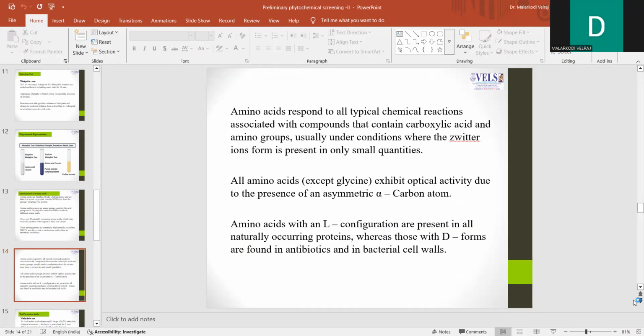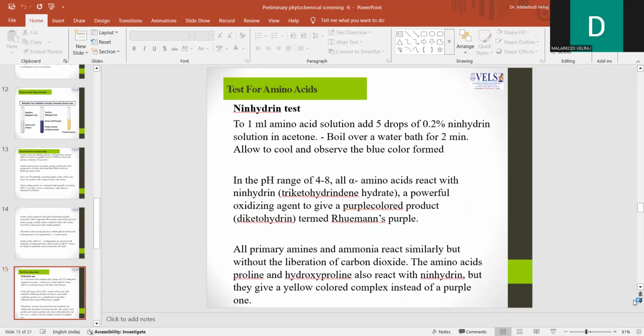All amino acids except glycine exhibit optical activity due to the presence of an asymmetric alpha carbon atom. Amino acids with an L configuration are present in all naturally occurring proteins, whereas those existing in D form are found in antibiotics and in bacterial cell walls.